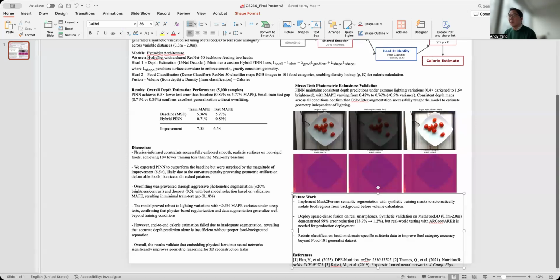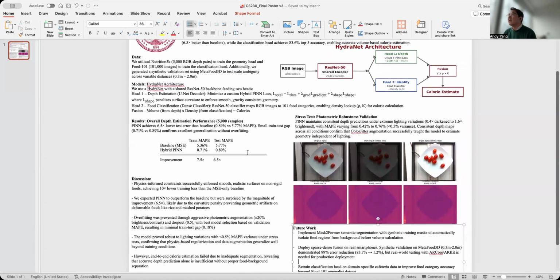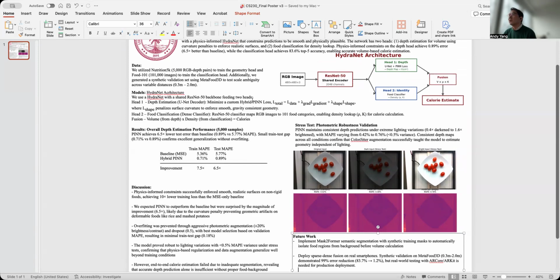I think overall, in terms of the depth estimation where this project is focused, it has shown great improvement by adding the physics-informed constraint into the algorithm, as supported by the lower mean absolute percentage error in the algorithm result. All right, that's the presentation.